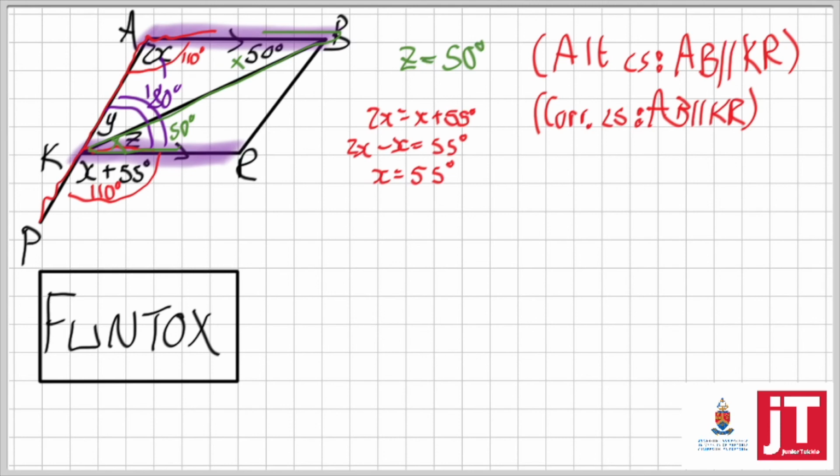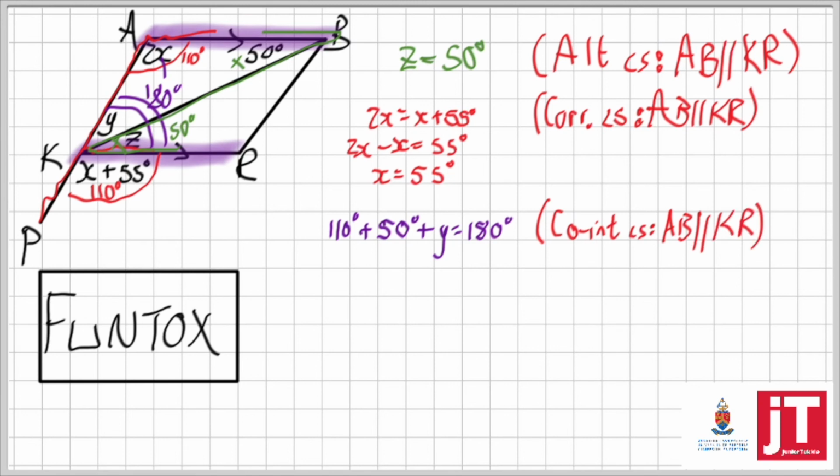Now, last but not least, I'm going to try and solve y. So I'm going to use that the 110 degrees plus the 50 plus the y must be equal to 180 degrees because of co-interior angles. Again, you could have used angles on a straight line as well. You must find a way that works for you. Just use the right reason. Now I'm going to solve for y. 180 degrees minus 110 minus 50. So y is 20 degrees. And this is as simple and easy as that.